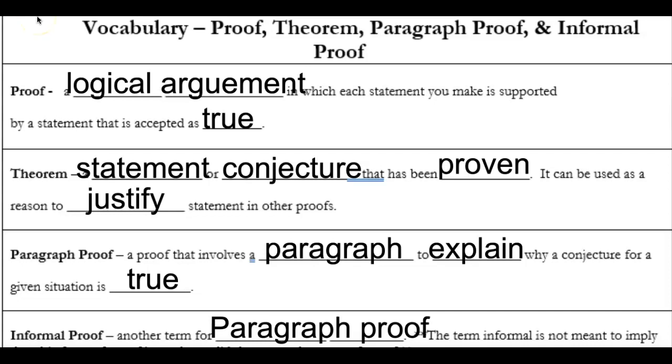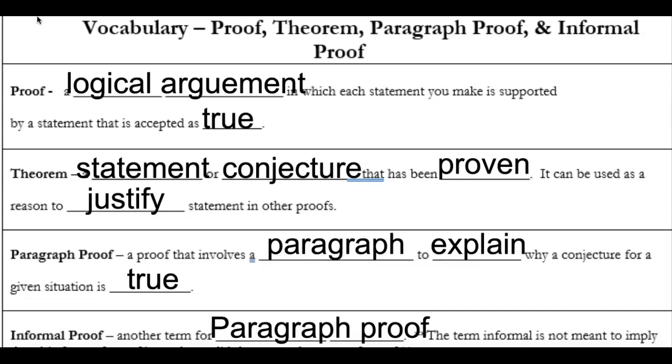So a proof is a logical argument in which each statement you make is supported by a statement that is accepted as true. So we saw from last time that these would be considered axioms or postulates. A theorem is a statement or conjecture that has been proven, and there is no reason that we would need to prove that again. We would just use that to justify statements and proofs.